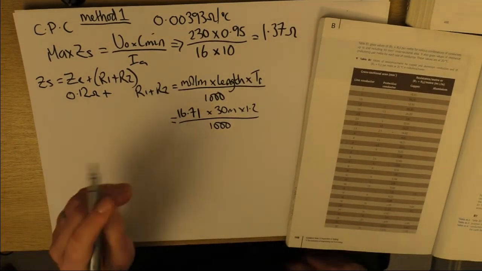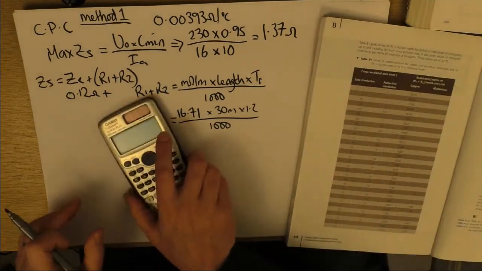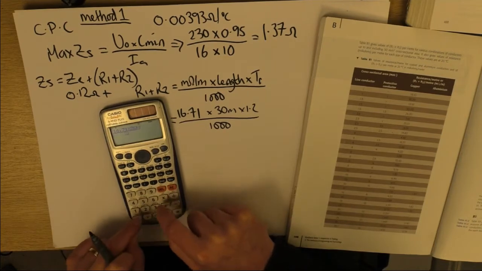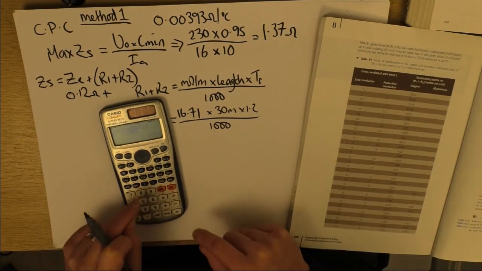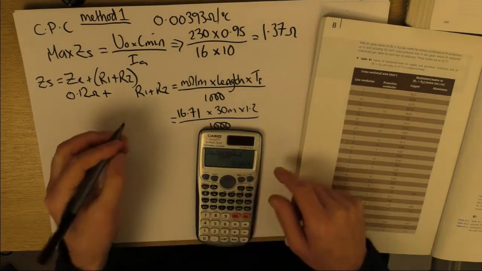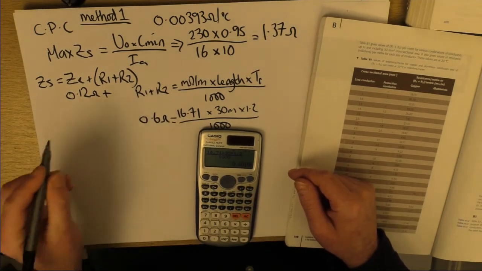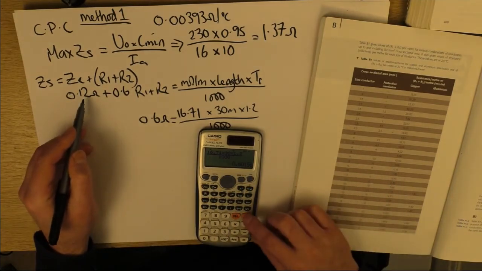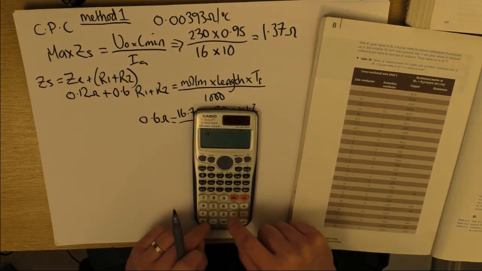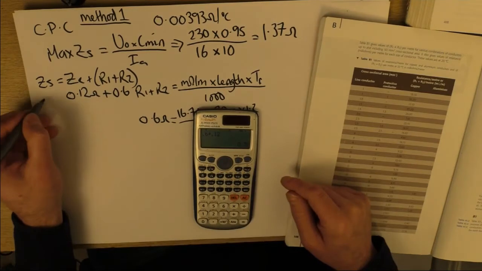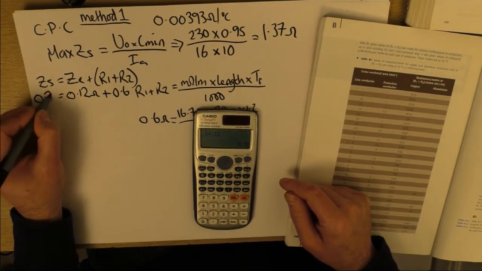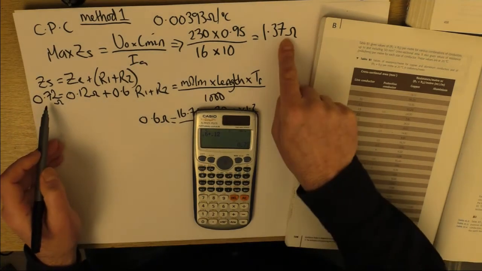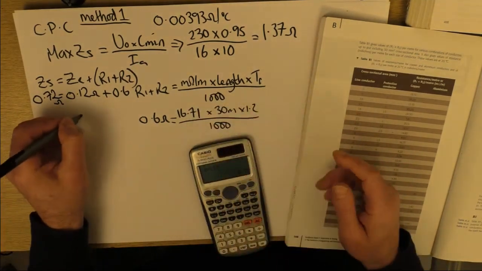16.71, which comes out as 0.6 ohms. Add that to our 0.12 and we can calculate our Zs. So our Zs is 0.72 ohms. Our maximum is 1.37, so that complies.